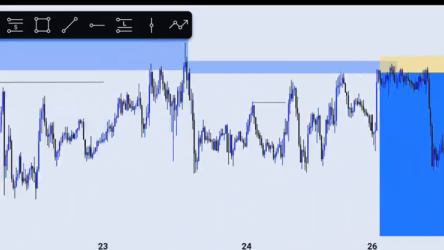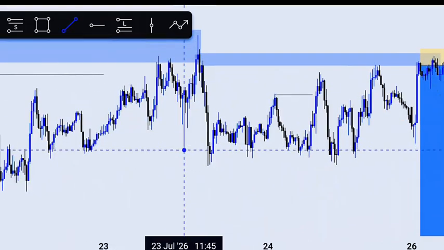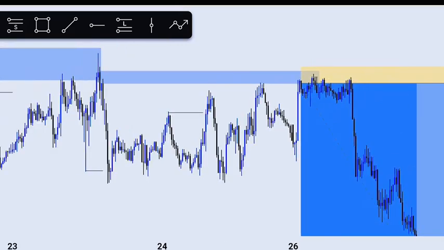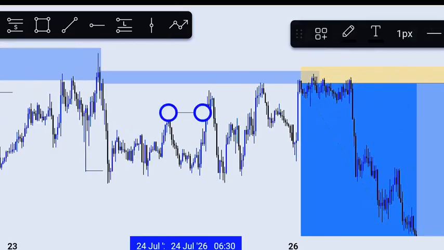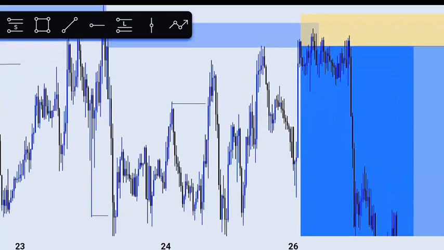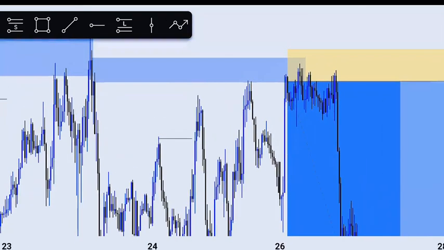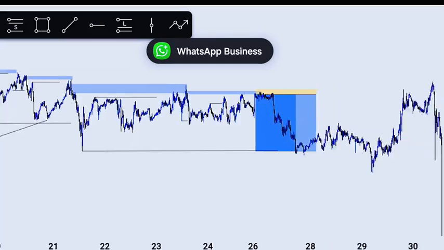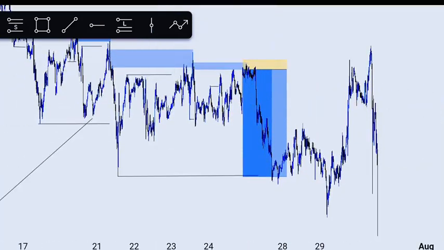The last low, which was here. After that, I waited for this liquidity to form, then marked out my POI. As you can see, price came there, respected it and sold. That was just the idea behind the trade.